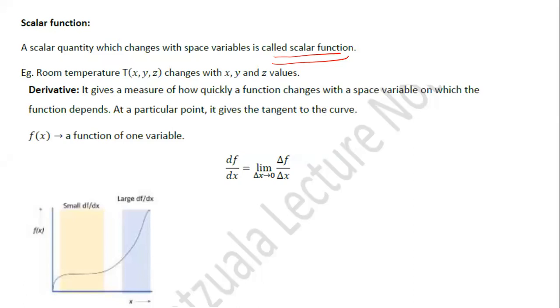So what is a derivative? A derivative is a measure of how quickly a function changes with a space variable on which the function depends. For example, the graph I plot here, let me enlarge it a little bit. Let's say we have a function f, which depends on the variable x. Here is the x axis. This is the origin, where the x value is 0. As you move along the right hand side, you will find that the x value is increasing from 0 to 1, 2, 3, 4, 5, like that.